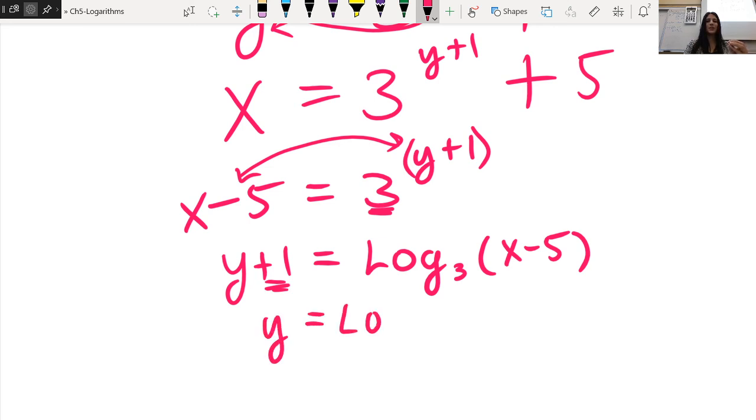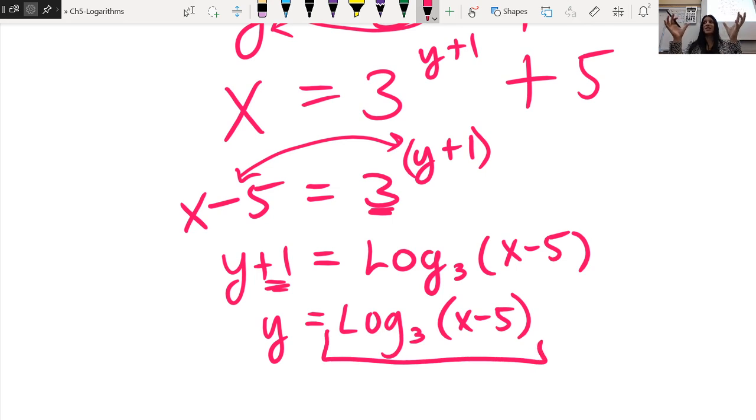This looks kind of intense, but because we're going through it step by step, I hope you're finding it's not too bad. I want y by itself, so do you see that I would just subtract that 1? So y equals log base 3 of x minus 5. I want you to look at it this way: this thing is stuck together as one unit. I'm going to take away 1 at the end, but I can't just attach that minus 1 to this minus 5. Does that make sense to everybody?